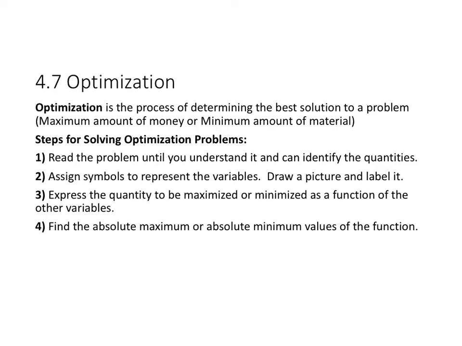So optimization is the process of determining the best solution to a problem, the maximum amount of money or the minimum amount of material. The way we're going to solve these problems, we always start by reading the problem a bunch of times until we understand it and we can identify the variables. Sounds a lot like related rates. I hope you feel the same thing. The next thing we're going to do is assign symbols to represent the variables we have, and then draw and label a picture. Then we're going to figure out what we are looking for that needs to be maximized or minimized. And finally, we're going to find the absolute max and the absolute min over the entire function.